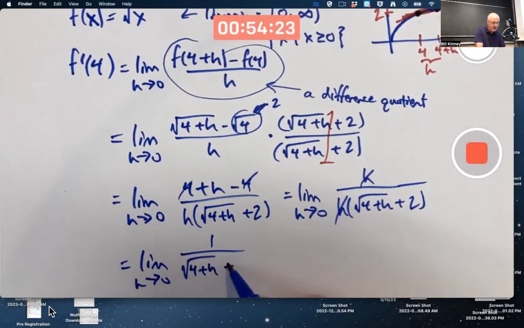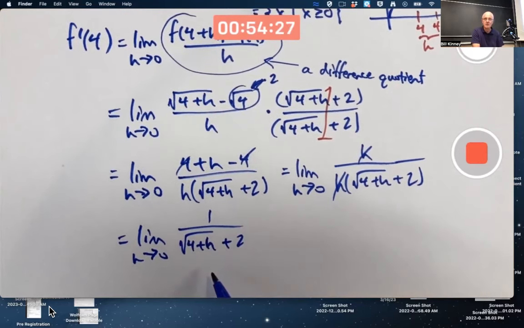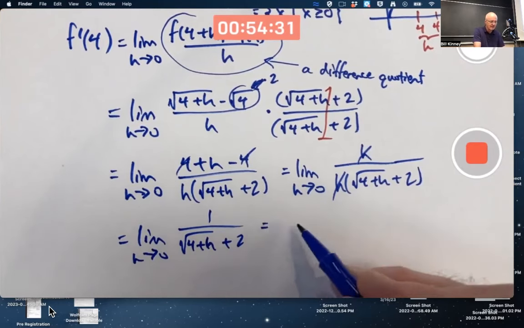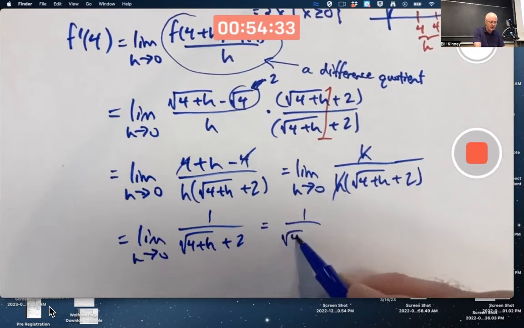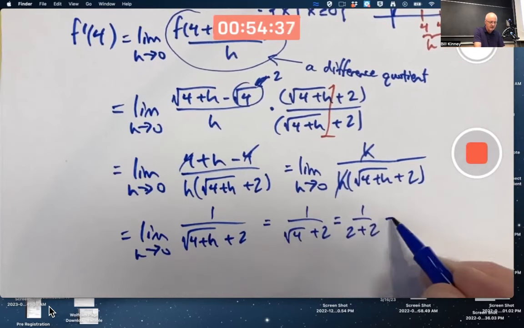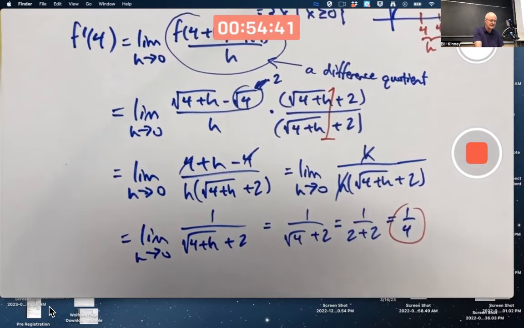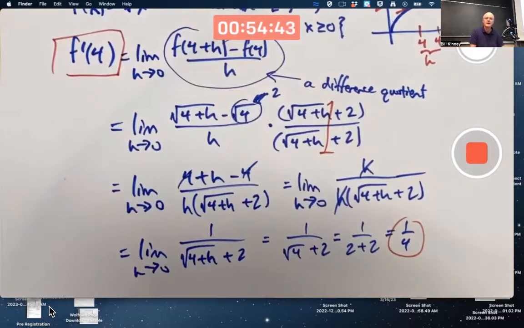And what's left down here is a continuous function of h when h is close to 0. It's continuous at h equals 0. I'm not dividing by 0. I can plug in 0. The answer is 1/4. That is f prime of 4.